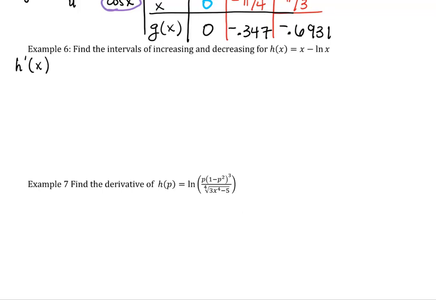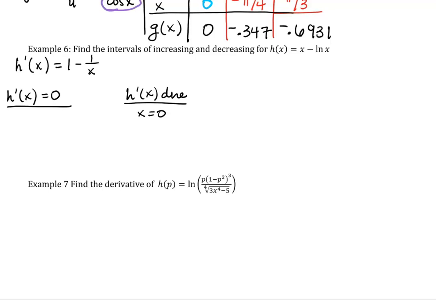So the first thing I'm going to do is I'm going to start with h prime of x. I'm going to take the derivative term by term. The derivative of x is 1, and the derivative of natural log x is 1 over x. We are now going to find critical values. We're going to see where the derivative is equal to 0 and where the derivative does not exist. Well, our derivative is not going to exist when x is equal to 0 because that's what's in the denominator right there. So I already know that x equal to 0 is going to be one of our critical values.